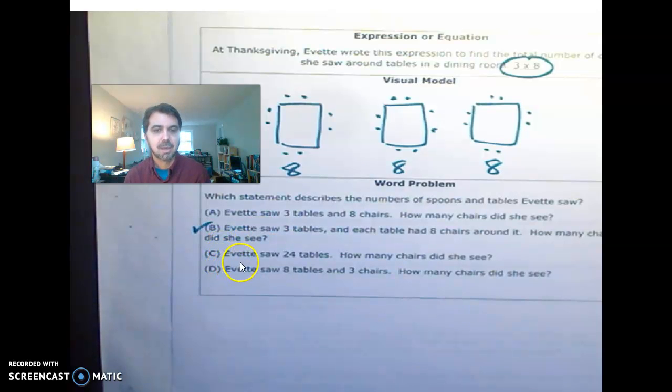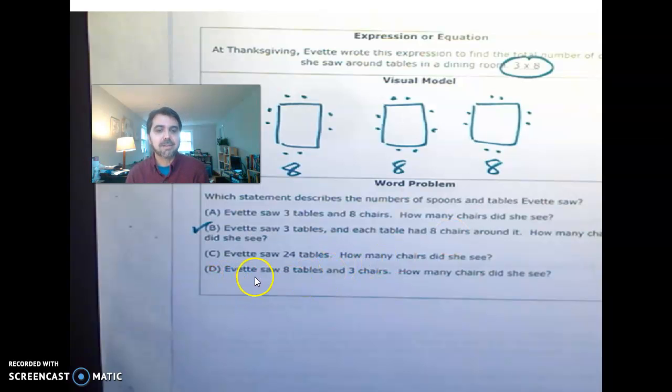Let's check. Yvette saw 24 tables. How many chairs did she see? That doesn't make any sense. She didn't see any chairs if all she saw were 24 tables. Okay, now 3 times 8 is 24, but that doesn't make any sense.